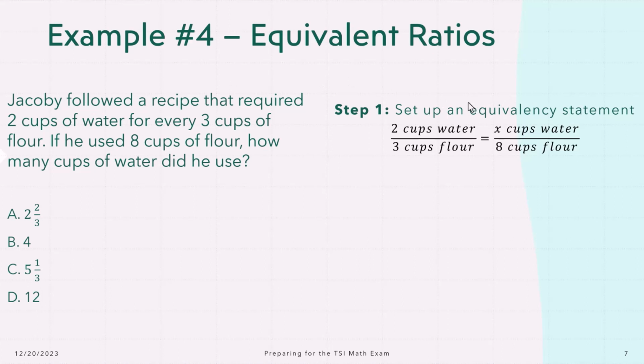And then it says if he used 8 cups of flour, how many cups of water did he use? So we set up this equivalency statement that says 2 cups of water over 3 cups of flour equals x cups of water over 8 cups of flour, the x being the number that we want to find. Now, it's important that when you set up this kind of statement, you have the same units in the numerator and the same units in the denominators of the two ratios. So 2 cups of water to 3 cups of flour was given. We're trying to find the cups of water when we use 8 cups of flour.